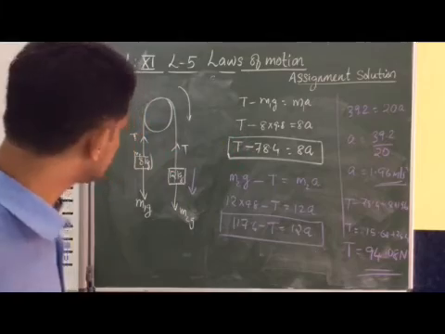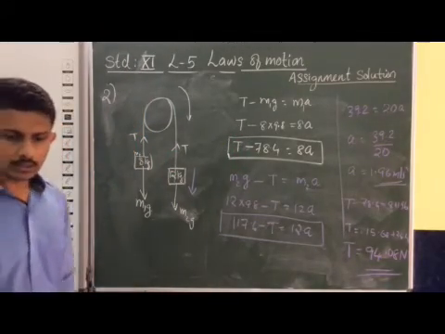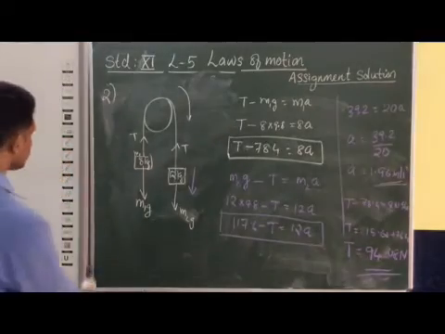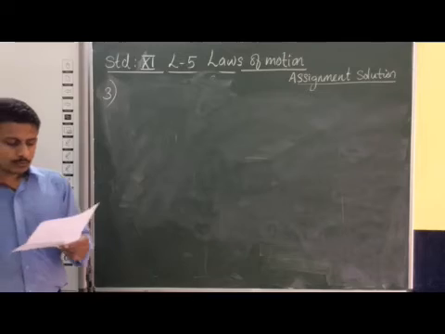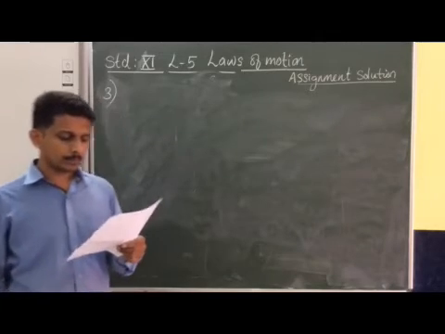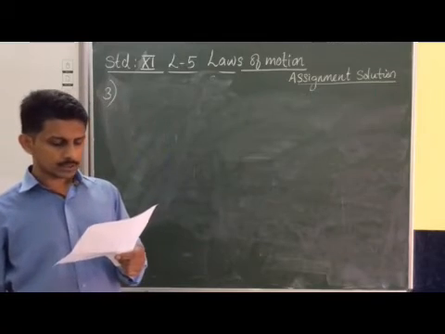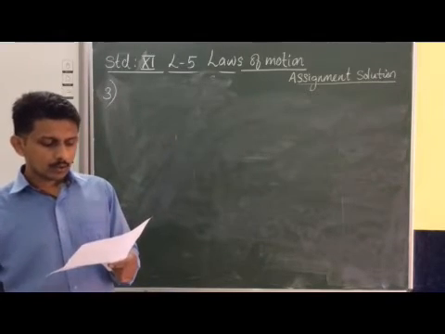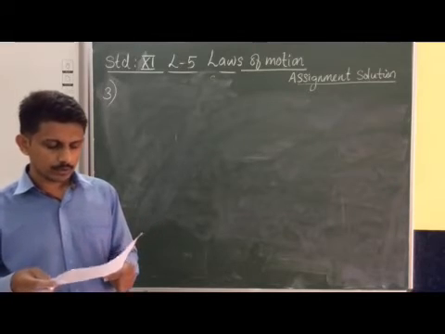Okay, fine. Now we are going to solve our question number 3. This is the question. 2 billiard balls, each of mass 0.05 kilogram, moving in opposite direction with a speed of 6 meter per second, collide and rebound with the same speed. What is the impulse imparted to each ball?